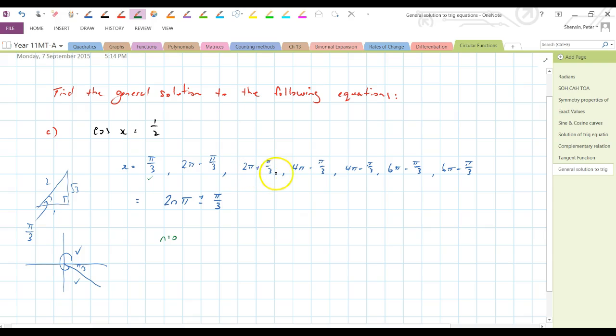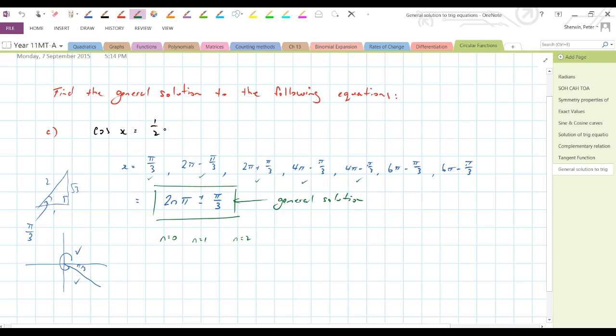Remember, we've only gone round in the positive direction, so we're picking up the infinite solutions in a negative direction. We're picking up minus pi on 3 as well. Now, if we make n equal 1, then we get 2 pi plus or minus pi on 3. 2 pi minus, 2 pi plus. Okay, n equals 2. 2 times 2, 4 pi plus or minus pi on 3. There's those two there. So this is what is called my general solution. This is the general solution to the equation cos x equals a half.